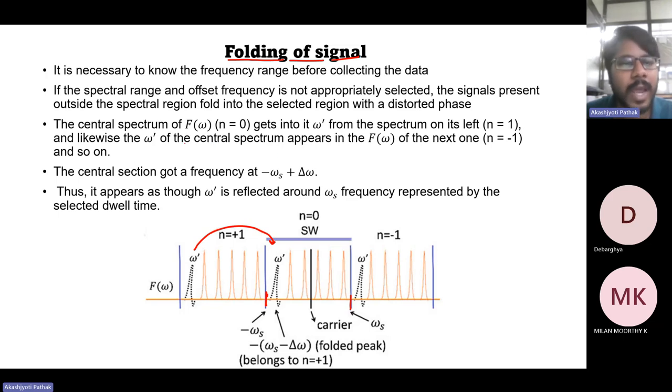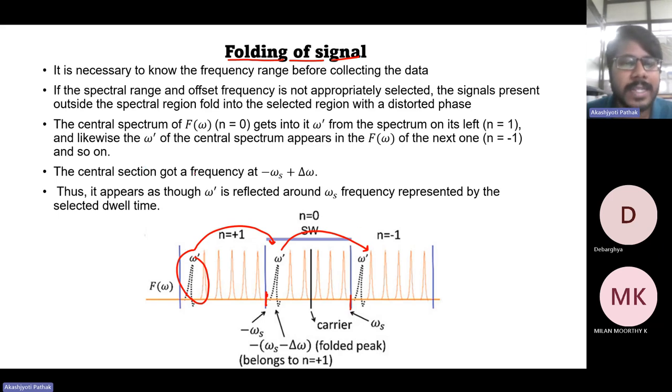And likewise, the omega dash of the central spectrum appears in the F(omega) of the next one. So what happens is that this frequency from the left moves into the central one. As it is represented here, this is n equal to 0, n equal to +1, n equal to -1. A signal from n equal to +1 moves into the spectral width of n equal to 0, and in a similar manner the signal which is present in n equal to 0 gets folded back into its next spectral width, the n equal to -1 spectral width.